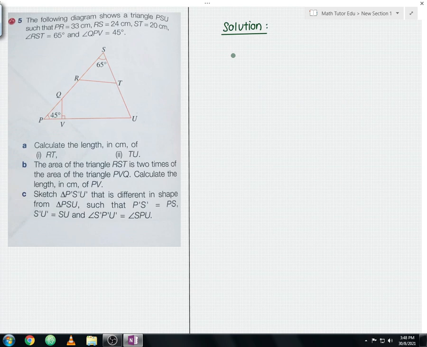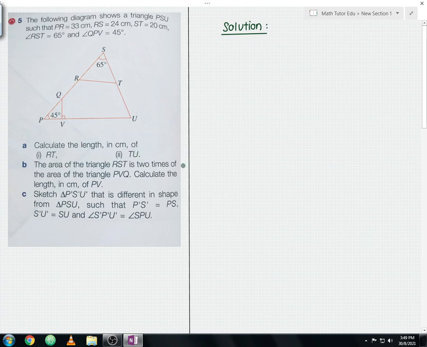Okay, let me read the question now. The following diagram shows a triangle PSU such that PR is equal to 33 cm, RS is equal to 24 cm, ST is equal to 20 cm, angle RST is equal to 65 degrees and angle QPV is equal to 45 degrees. Okay, continue to read the question. For the question part A, calculate the length in centimeter of RT and TU.